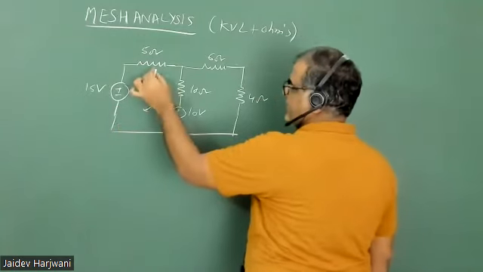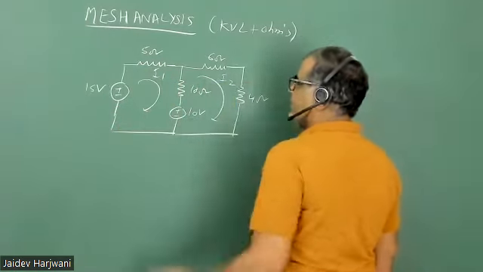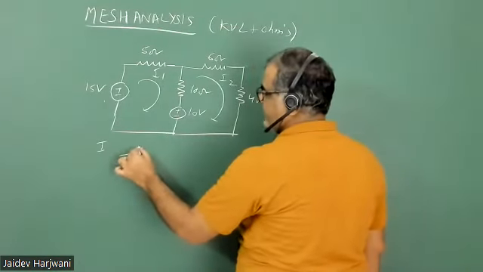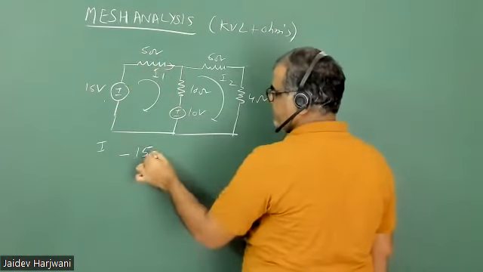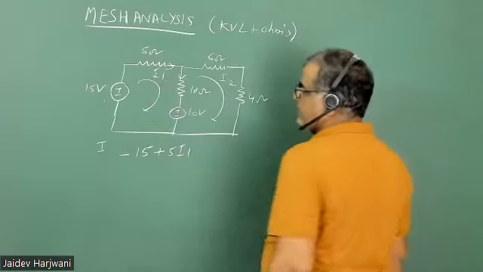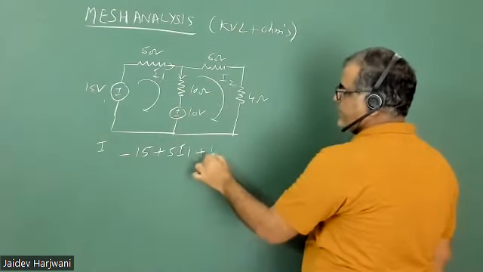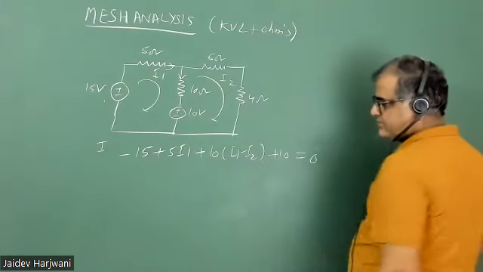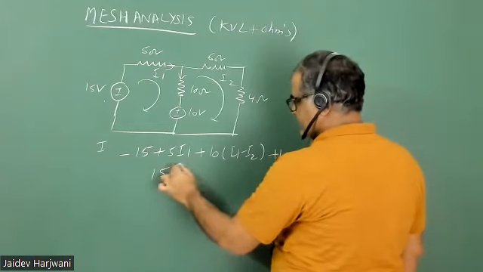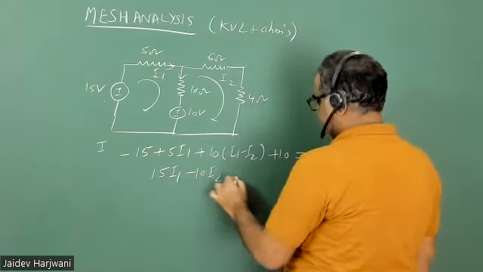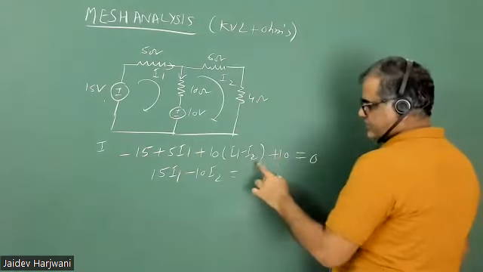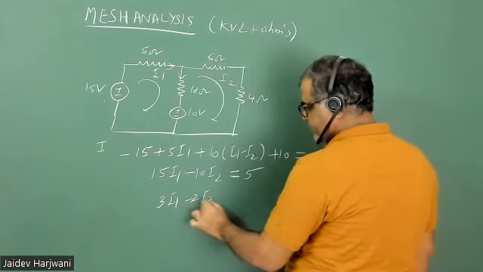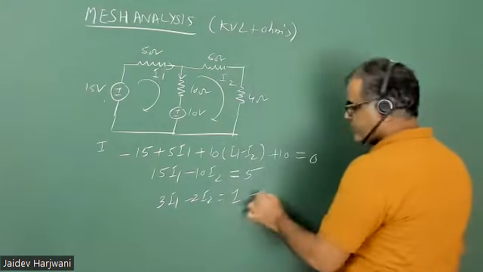I am assigning the current like this. Say this is I1, this is current I2. Now what should I write? In the first mesh, I will write minus 15. Here I1 current is moving, so plus 5 I1. Here again the current is I1 minus I2, so 10 into I1 minus I2, and then you have plus 10 volt also here. This is loop 1. So 5 I1 and 10 makes 15 I1, and then minus 10 I2, and then minus 5 will be remaining, so 5 can come here. So 3 I1 minus 2 I2 equals 1. This is the equation number 1.